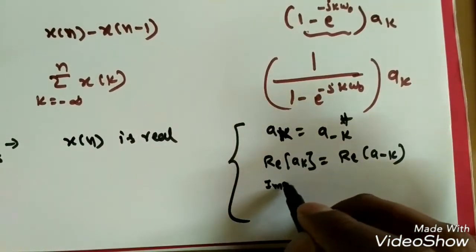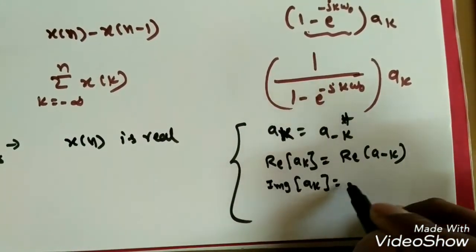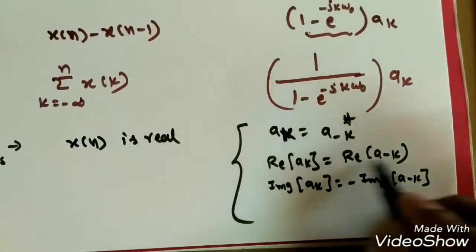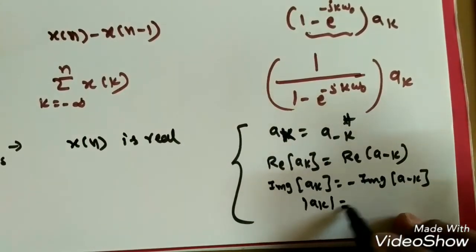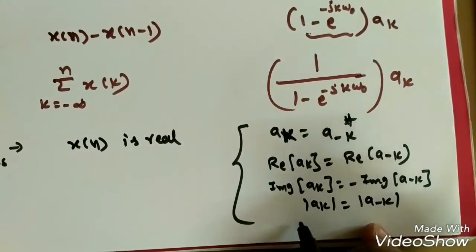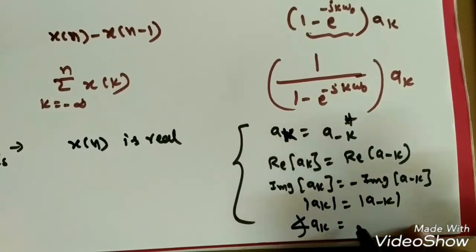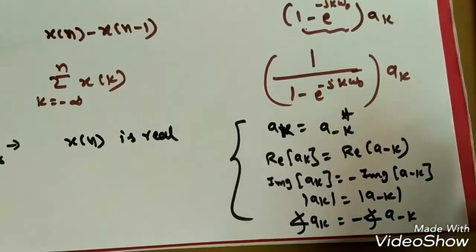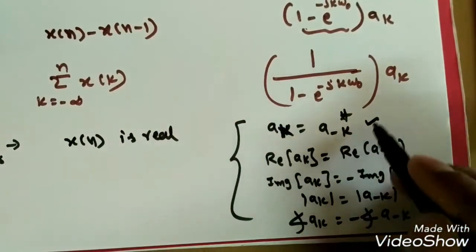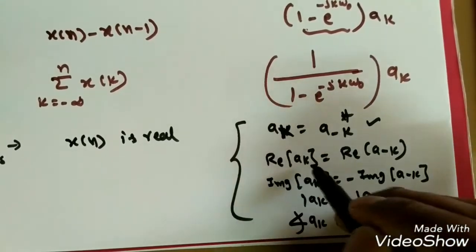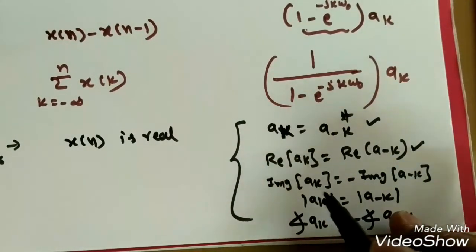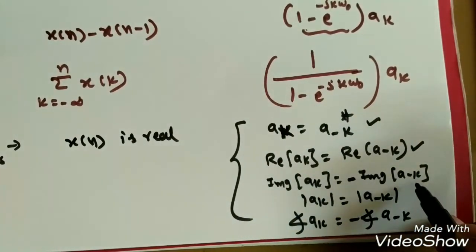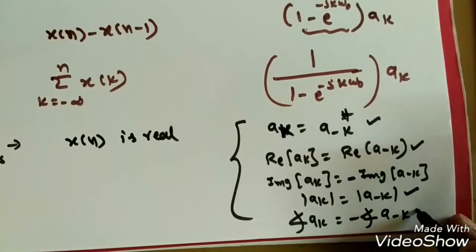Similarly, the imaginary part of ak is equal to minus the imaginary part of a minus k. That means what is the magnitude of ak? Mod of ak is equal to mod of a minus k. Similarly, if I take the angle of ak, it will become minus the angle of a minus k. So if x of n is real, ak is equal to a minus k conjugate, and the real part of ak and a minus k will be the same. But the imaginary part gives minus the imaginary part of a minus k. Similarly for magnitude and angle.